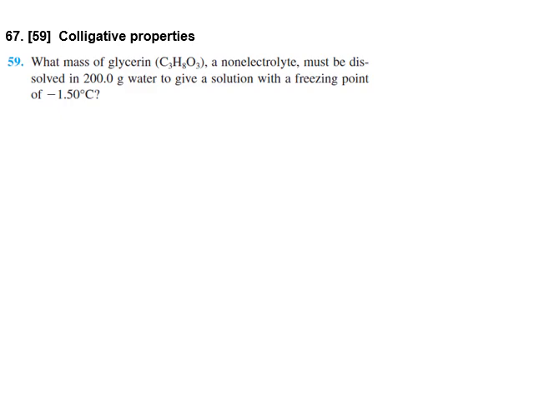Okay, what mass of glycerin, and here we're given the formula so we can figure out the mass if we need to, which is a non-electrolyte, must be dissolved in 200 grams of water to give a solution with a freezing point of minus 1.5 degrees centigrade, where we're going to use this formula, delta T equals iMK. I'm going to leave i out because i is 1, because C3H8O3 is a covalent compound. So it's just MK, where the i is actually 1.